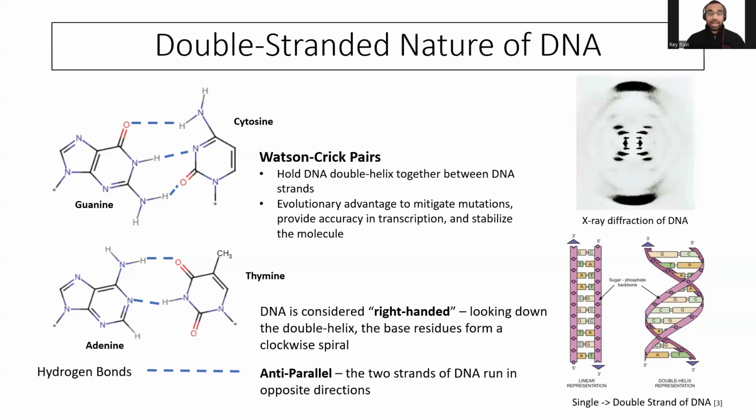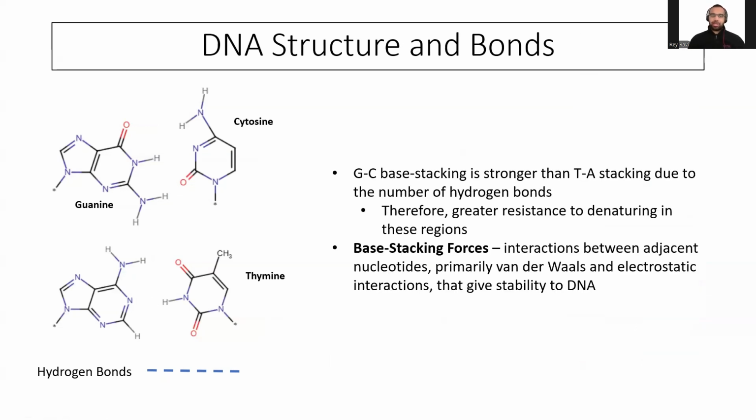This directionality plays an important role in how DNA is replicated and recopied for transcription, which will be discussed later. So DNA is arranged by nucleic acids stacking on top of each other, which is known as base stacking. From the previous slide, it's clear that guanine and cytosine have stronger base stacking forces due to the greater number of hydrogen bonds between them as compared to thymine and adenine. Base stacking and the inherent hydrogen bonds play a critical role in the stability of the DNA structure.